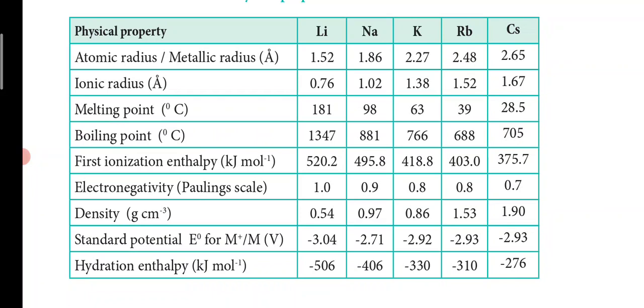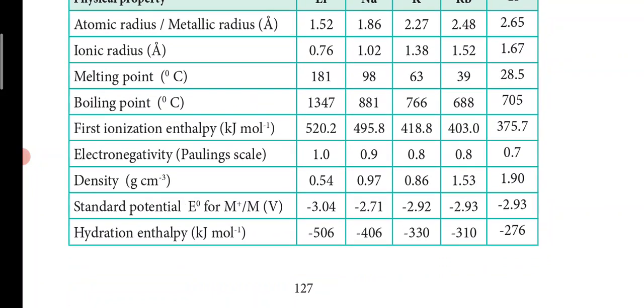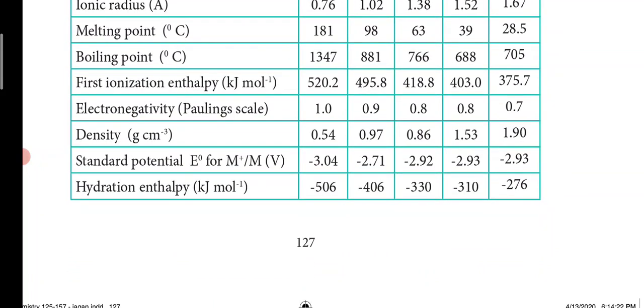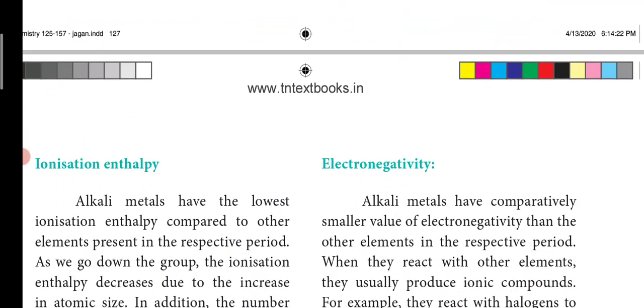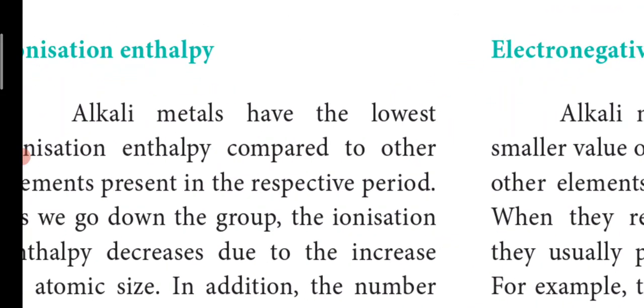Boiling point is also decreasing because as the size becomes bigger there is less attraction, so we can easily bring them to the boiling point. First ionization enthalpy is again decreasing because the size is bigger and we can easily remove electrons from the outermost shell. Electronegativity is again decreasing because they are electropositive. Density is also increasing. Standard electrode potential is increasing. Hydration enthalpy is also increasing. We will see each of these properties in detail.